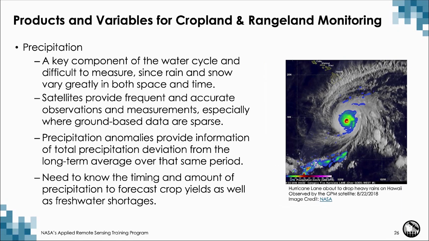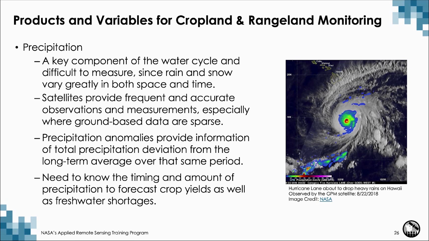Precipitation is a key component of the water cycle and difficult to measure since rain and snow vary greatly in both space and time. Precipitation, or the lack thereof, is a key indicator for drought, water resource management, and food security. Satellites provide timely, objective measurements, especially where ground-based data are sparse.